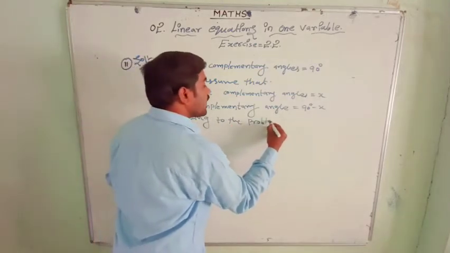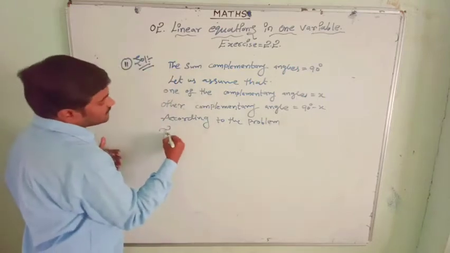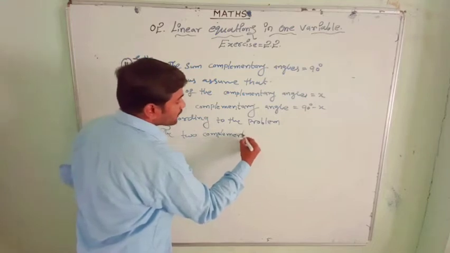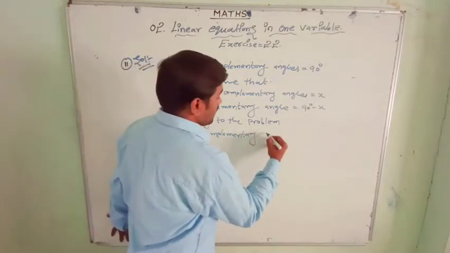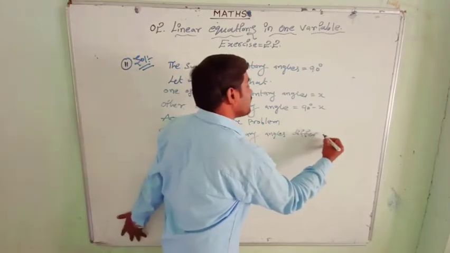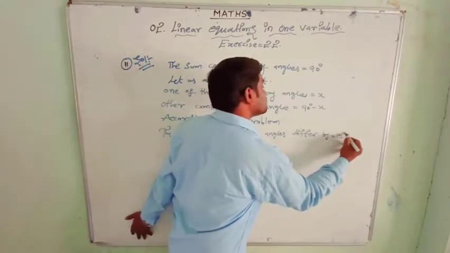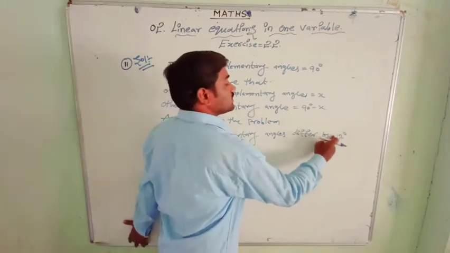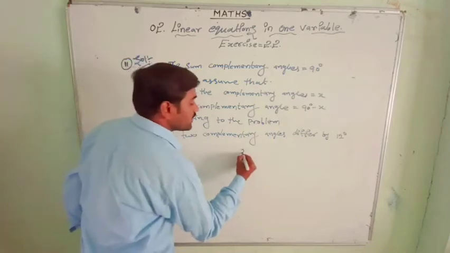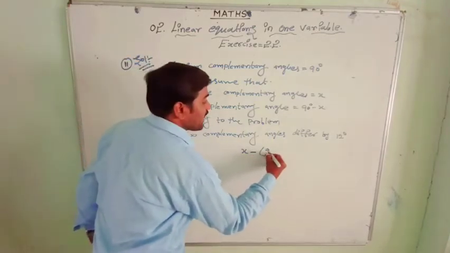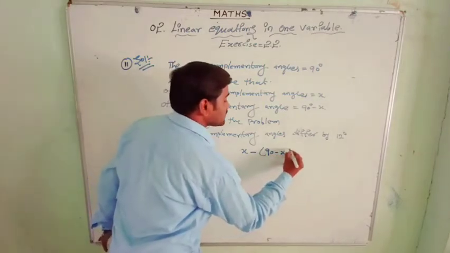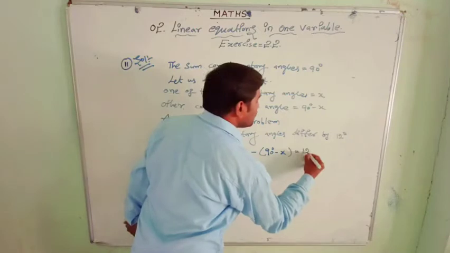According to the problem, they have given that the two complementary angles differ by 12 degrees. That means the difference of these two complementary angles is 12 degrees. So here x minus (90 degrees minus x) equal to 12 degrees.